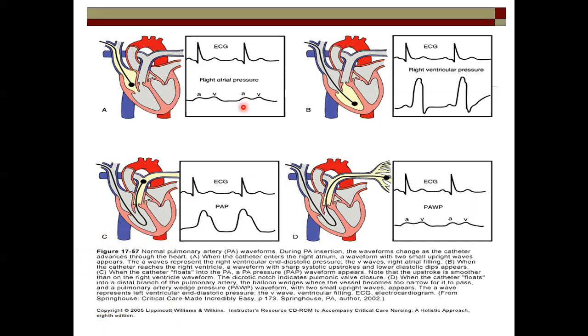So I was just pointing out electrical, mechanical, electrical, mechanical. And then where we're going to transport these most of the time is the pulmonary artery. This is a pulmonary artery waveform. And then this is the pulmonary artery wedge waveform. This is if the catheter has wedged itself all the way into the pulmonary vasculature, so just be cautious of that.